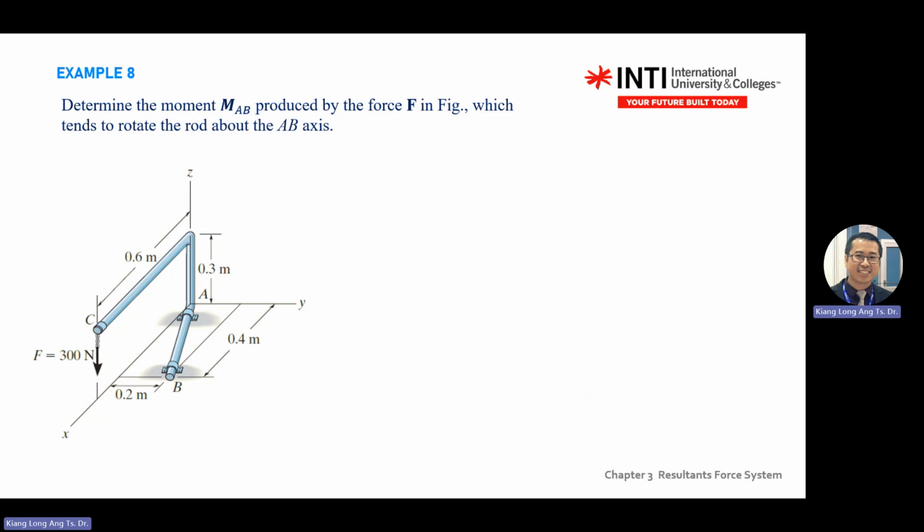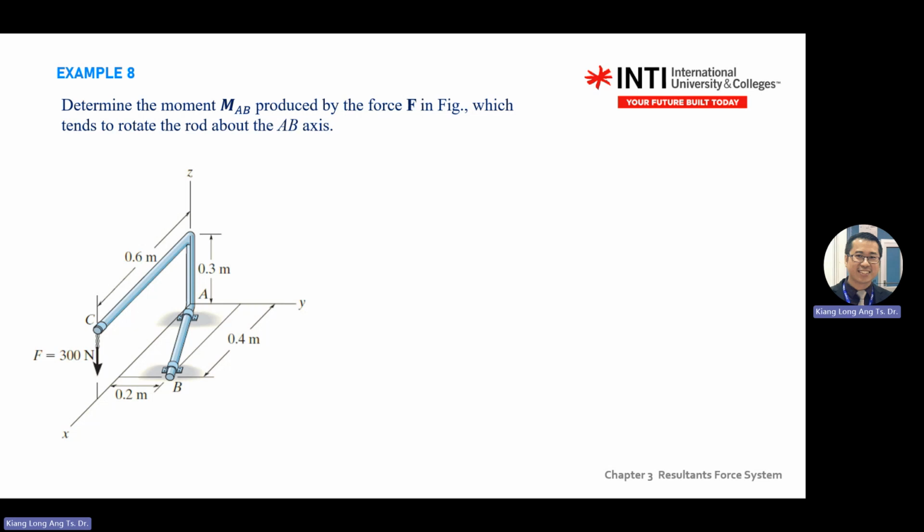We apply a bit more. Example 8. So determine the moment of AB. So you have a U shape of bar. So AB will be here, and then you are pinned down with a round collar at point B and maybe point A. So this one is free to rotate clockwise or anti-clockwise for the member of AB. And there's an L shape above the A and to C. So it asks you to determine the moment of AB produced by the force F. So force F is pushing down along the z-axis.